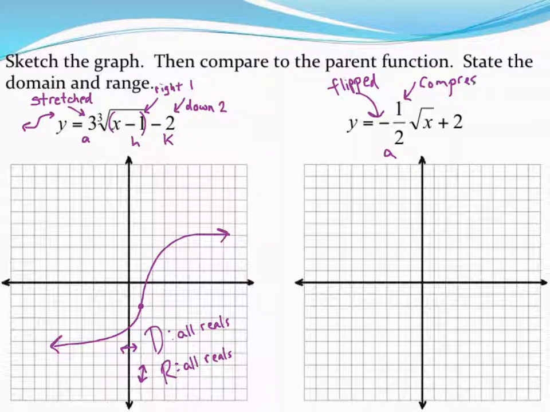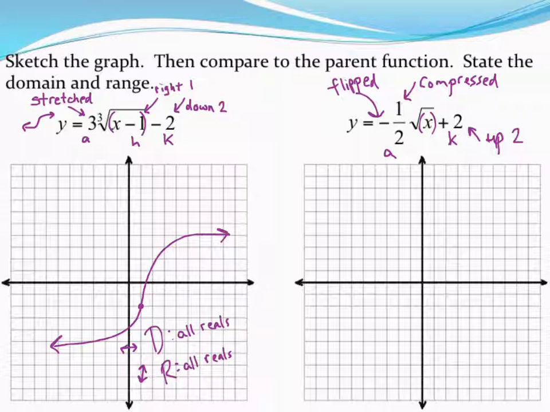I can see that I'm dealing with a square root graph, so the basic shape is going to be that hook shape. And then be very careful on this +2. Notice that +2 is not underneath the radical, so it is your K value. It's going to move your graph up or down. In this case, it's going to move the graph up 2 spaces. Okay, so let's go ahead and graph this one.